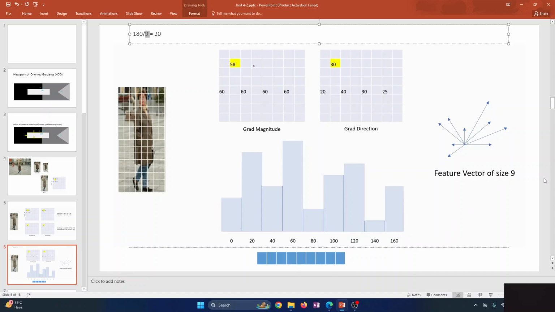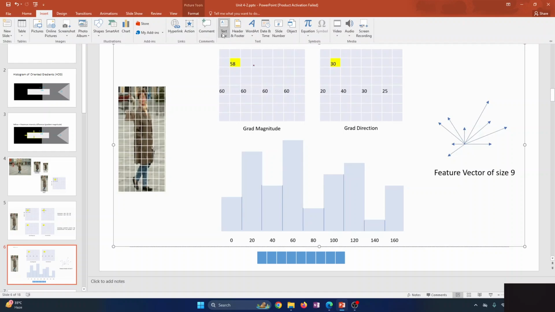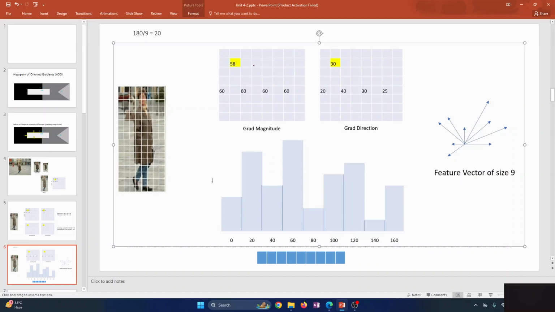Okay, now if it's still not clear to you, it will be clear as I explain this. So this is your gradient magnitude and this is your gradient direction. Now let's insert a text box here.